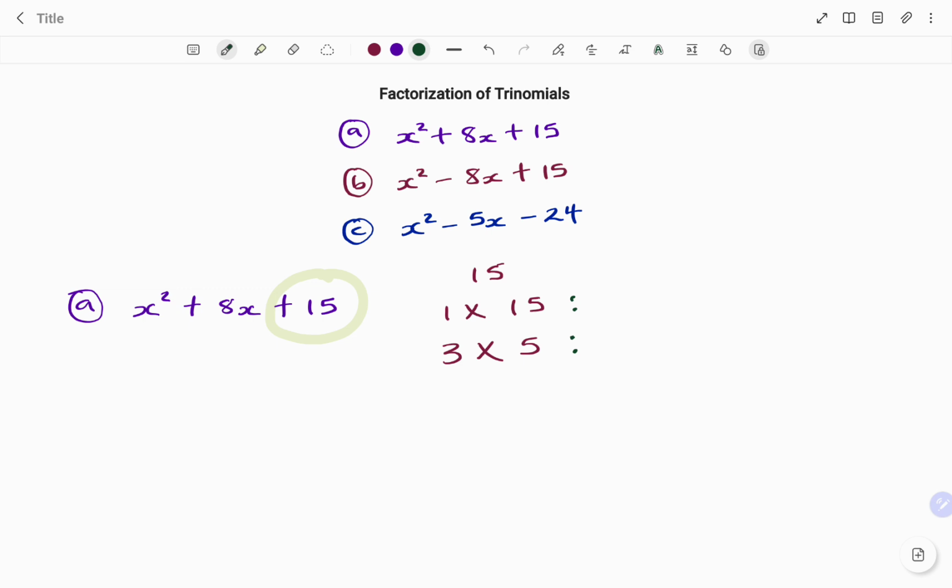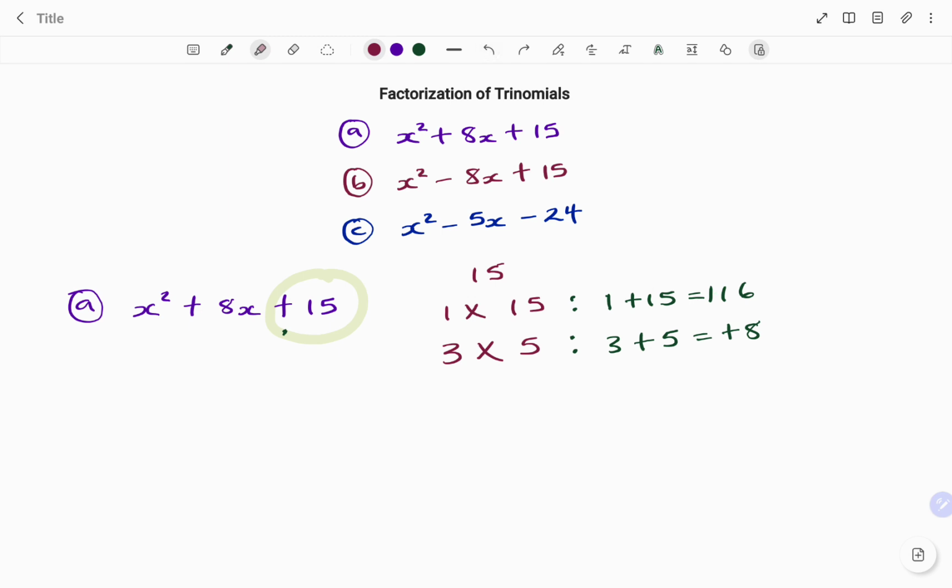So what I mean by sum is, because I have positive 15, I'm going to use the sum of the factors. That's 1 plus 15, that's 16. And then I have positive 3 plus positive 5, that will give us positive 8, which is the value I'm looking for in the middle.